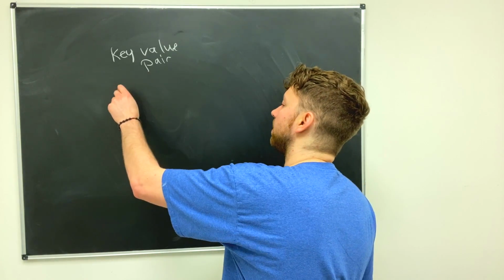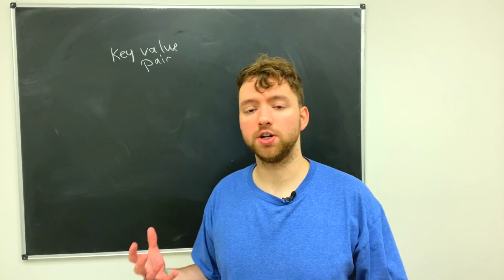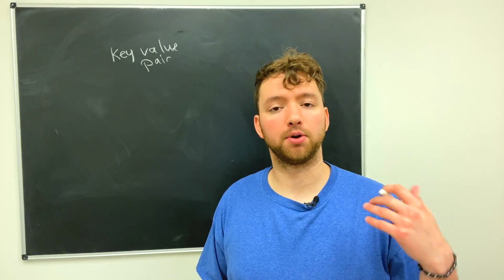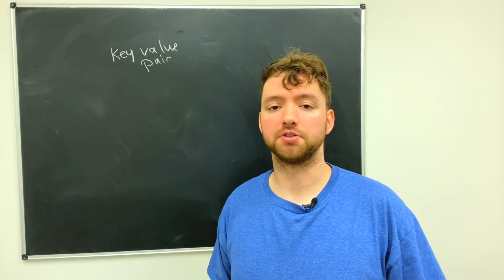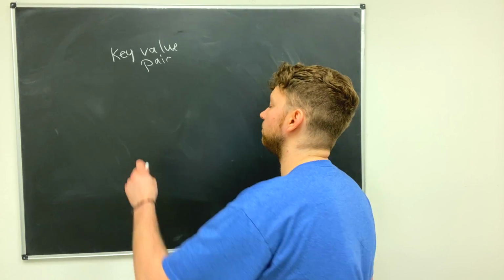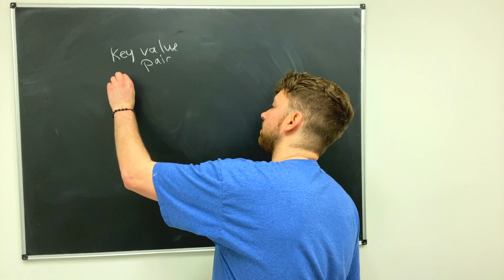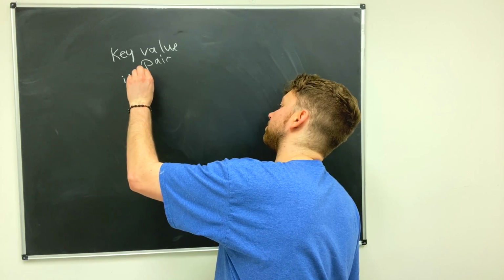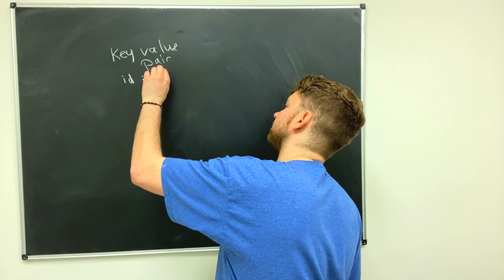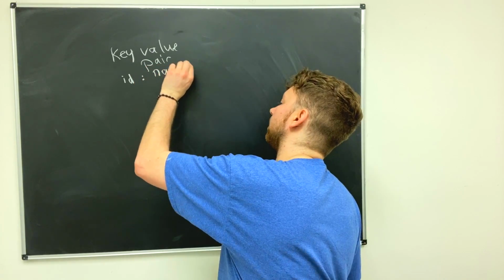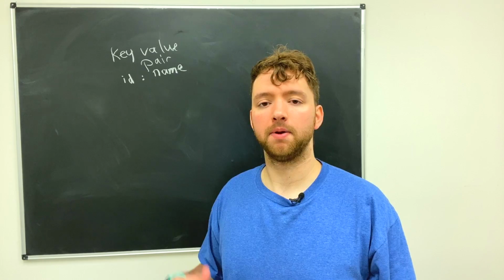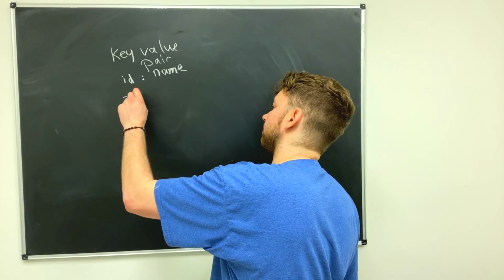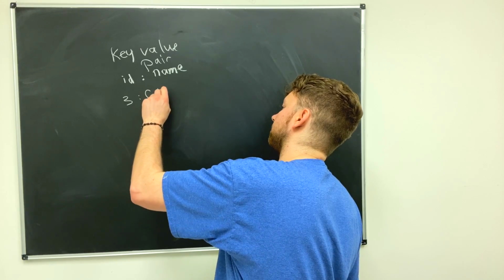So a key value pair, you can think of it as an association between two values. So it might be a person's name and a person's ID. So let's go with that. We'll say ID is associated with the person's name. And this is an example of a key value pair. More specifically, you might have the value 3 and the name Caleb Curry.